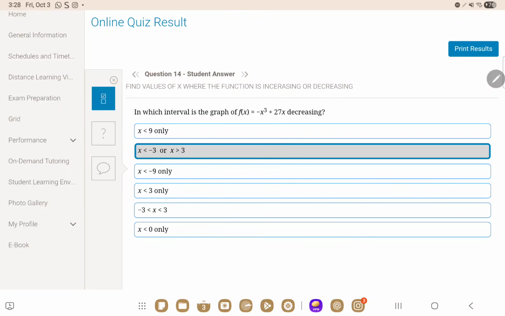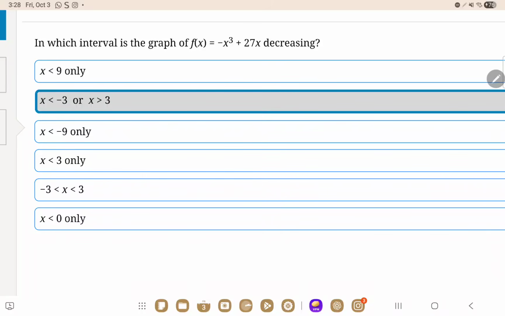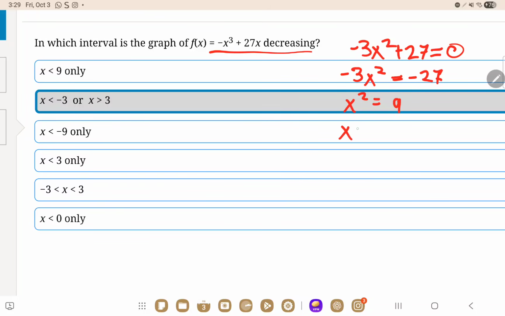Moving on. In which interval is the graph of f of x equal to negative... okay, so this is just asking you when it is decreasing. So what you need to do is you just derive it. So it is negative 3x squared plus 27. And then you do y prime equals 0. You should have gotten that by now. Negative 3x squared equals negative 27, and then x squared equals 9, so x equals either 3 or negative 3.